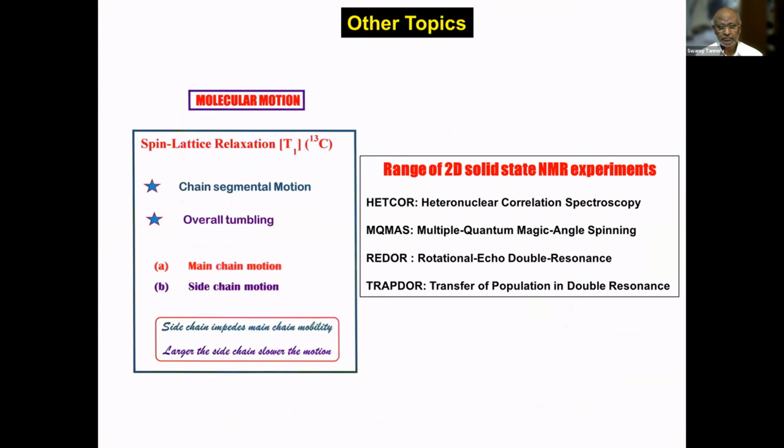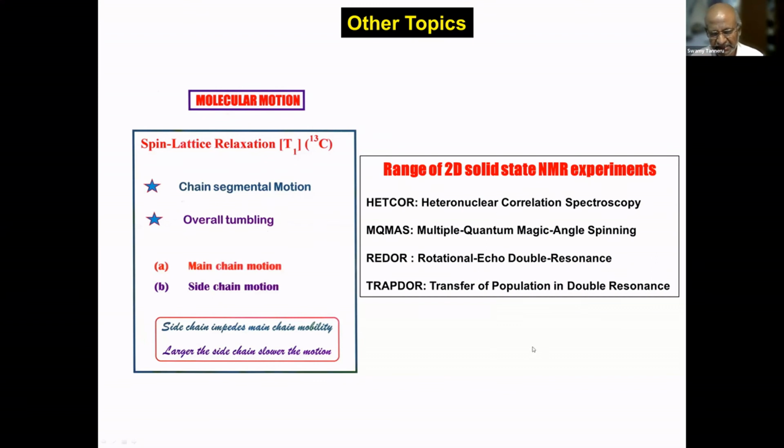Now, I have not covered two important points because of the paucity of time, and also the complications associated with the subject. One is the molecular motion. You can find the molecular motion of an amorphous system or a polycrystalline system using T1. T1 is spin lattice relaxation. In the case of polymers, you can find the chain segmental motion or overall tumbling. Main chain motion and side chain motion can be easily mapped using spin lattice relaxation.